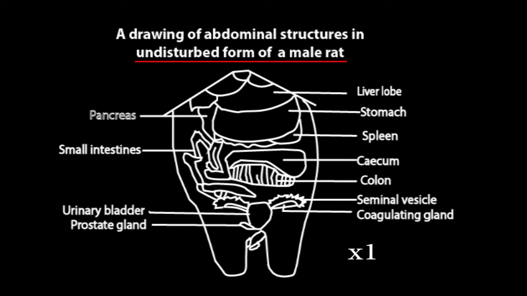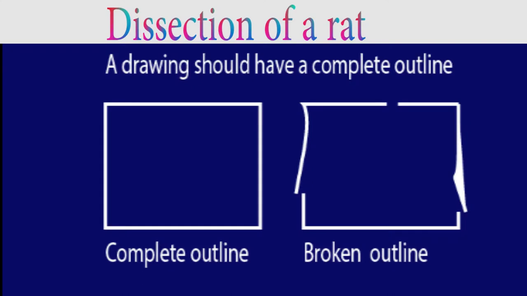A drawing of abdominal structures in undisturbed form of a male rat. We label liver lobe, stomach, spleen, cecum, colon, seminal vesicle, coagulating glands, pancreas, small intestines, urinary bladder, and prostate gland. Then we put a magnification. Make sure that your diagram has a complete outline.